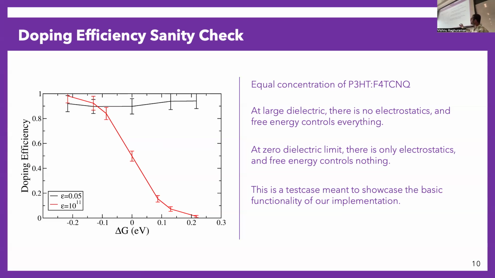If you go to the other end, where your dielectric constant is really small, that means your electrostatics dominates, and nothing you do with the reaction barrier itself matters. So your doping efficiency reflects that. It's pretty much a straight line over delta G. So this is a basic test case. It's sort of a sanity check to ensure that we haven't gone completely wrong in our implementation.